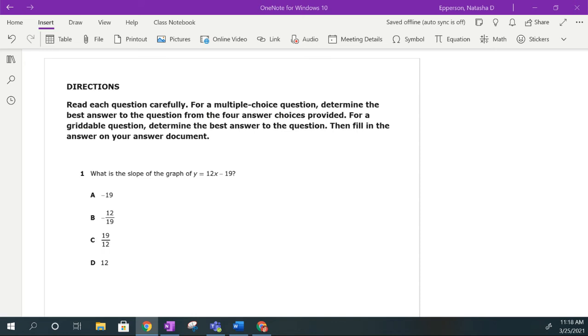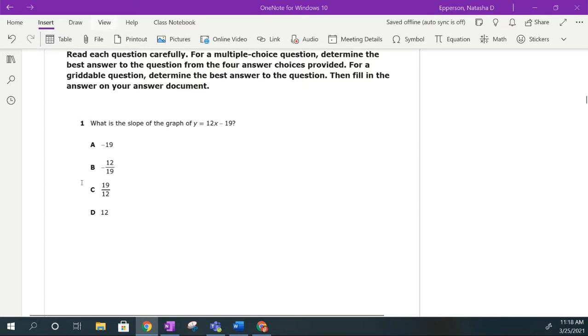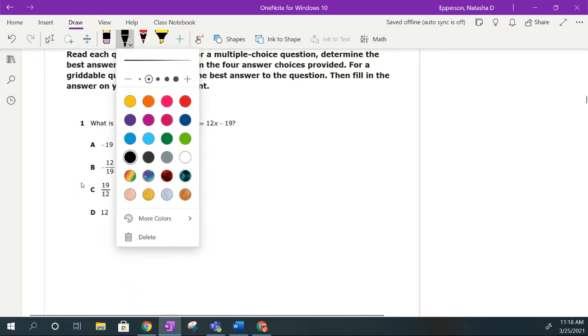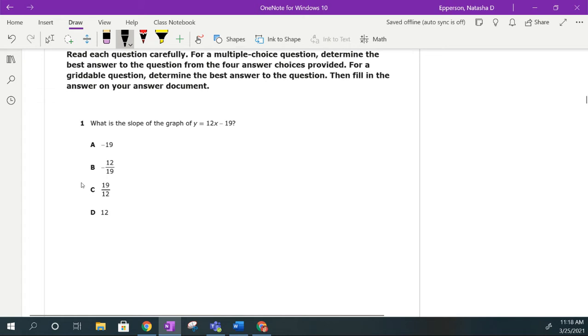All right, so in these videos I'm going to be going over the 2019 STAR questions. I'm going to look at the very first question on the STAR from 2019. In this first question, I'm making sure that I'm reading what it's asking for. What is the slope? Our slope, remember, is our m value. That's the coefficient in front of the x. And the function given to us is y is equal to 12x minus 19.